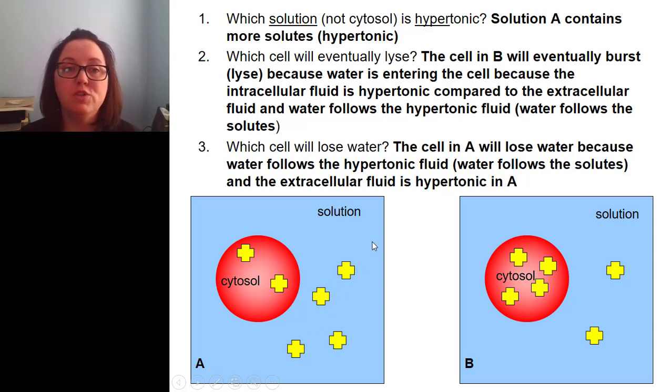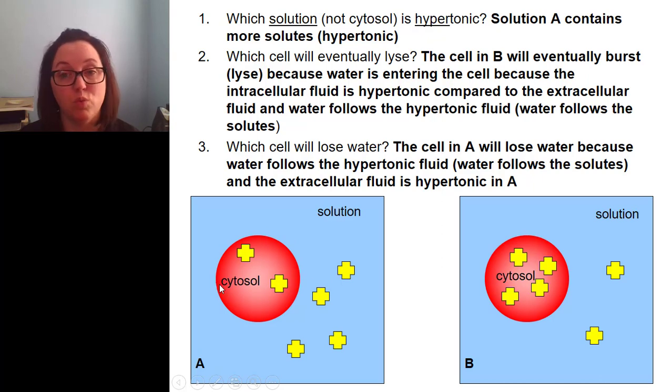Right? Number 2, which cell will eventually lyse? Right? The cell in B will eventually burst or lyse because water is going to enter the cell. Because don't forget, water follows the solutes. Water is going to move from the low solute area to the high solute area. Water always follows that hypertonic solution. So water is going to keep entering the cell, and the cell will get bigger and bigger, and it might eventually burst or lyse.